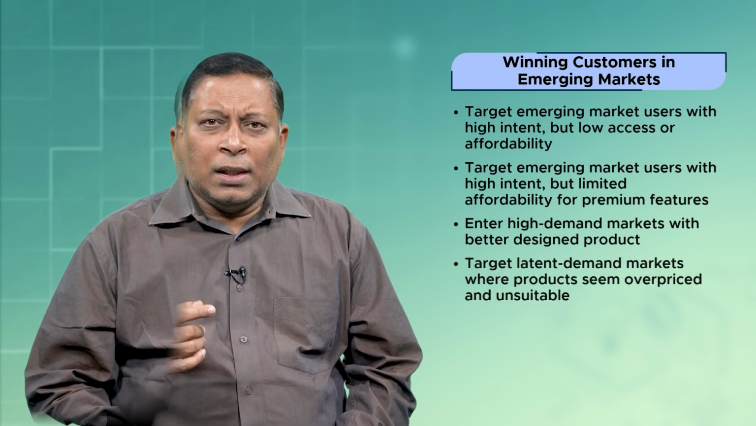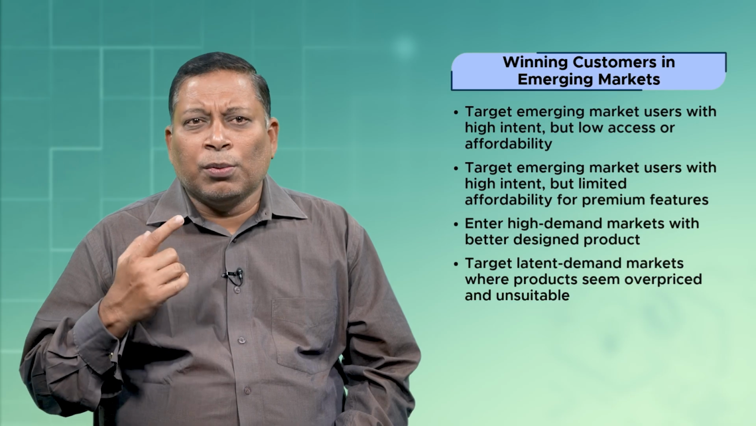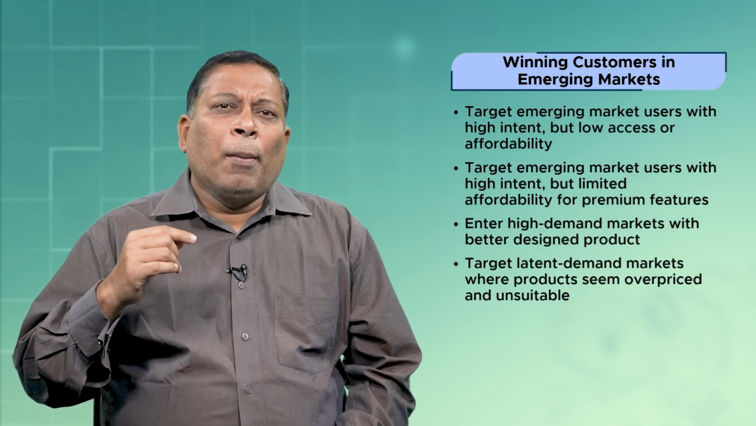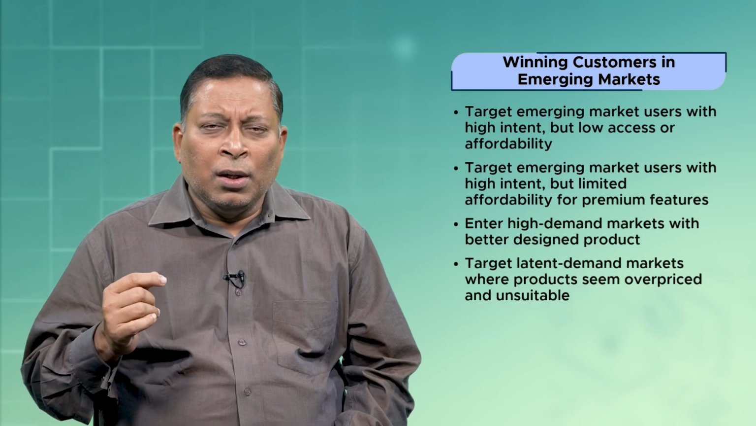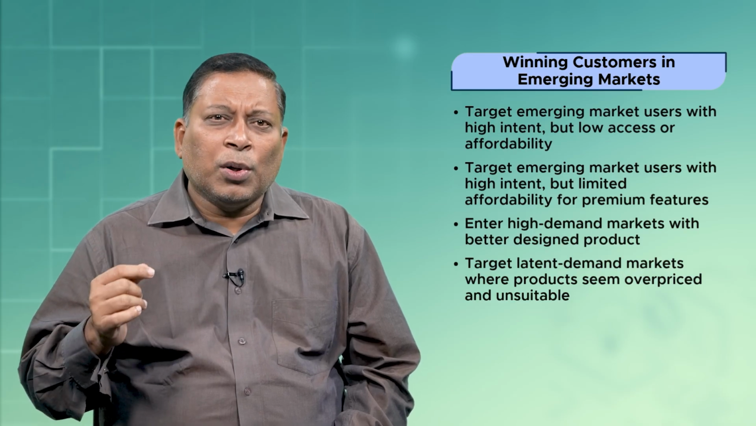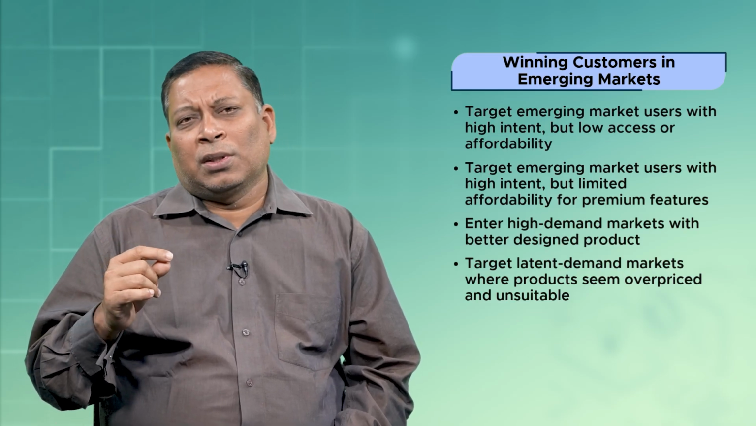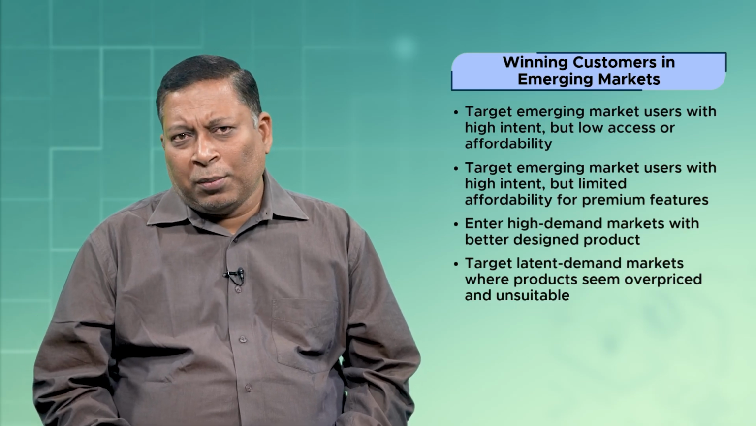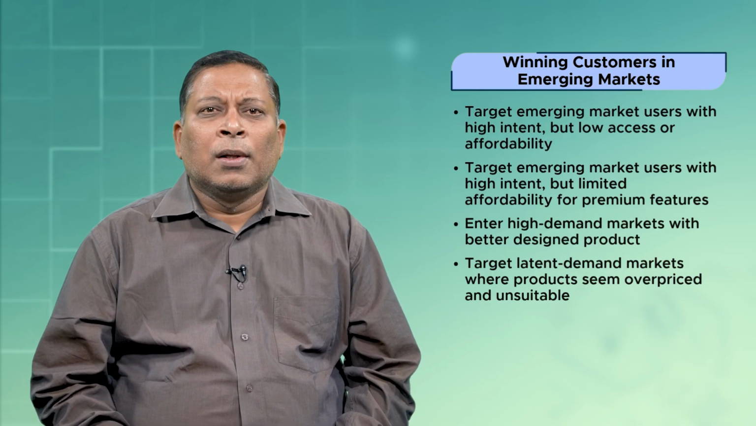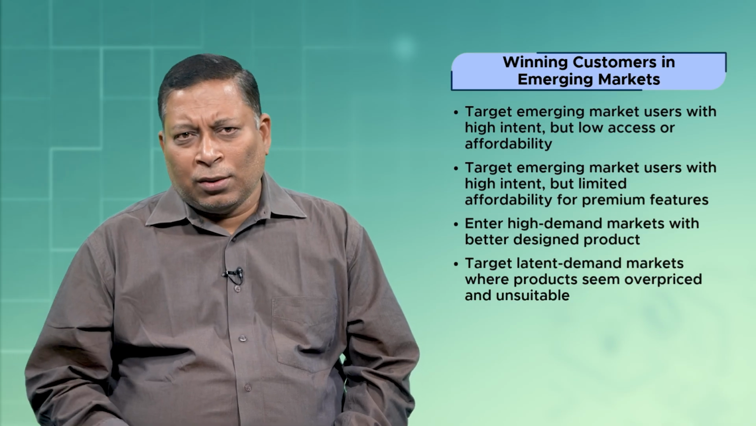The fourth option is, these were explicit demands. The fourth option, we can go for markets with latent demand, not explicit but latent demand. Markets with latent demand, but many potential users do not consider it as it is high priced and appears inappropriate for them. Latent demand is there, but they are presently not conscious.